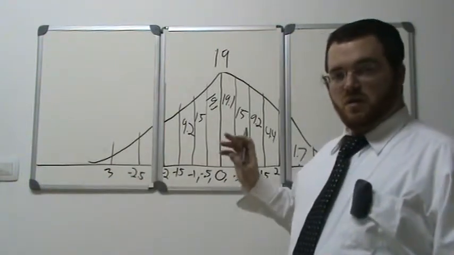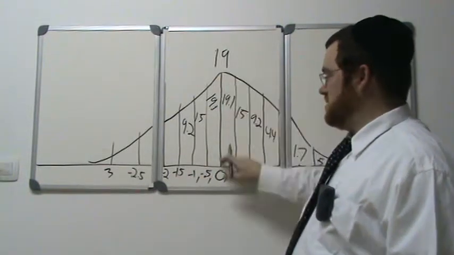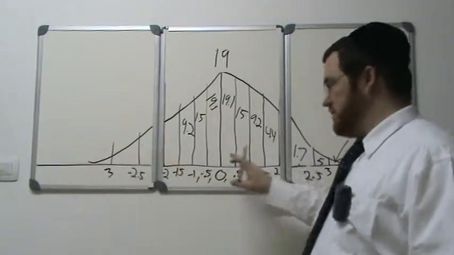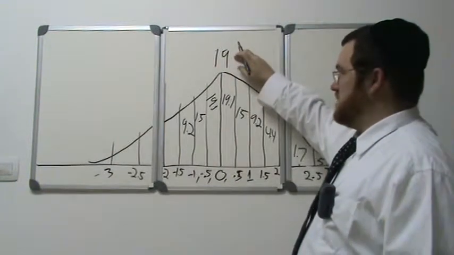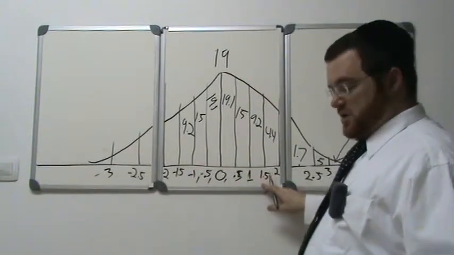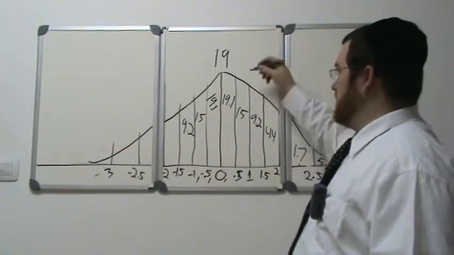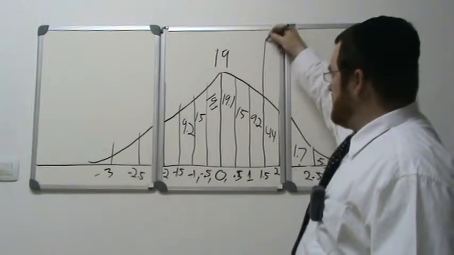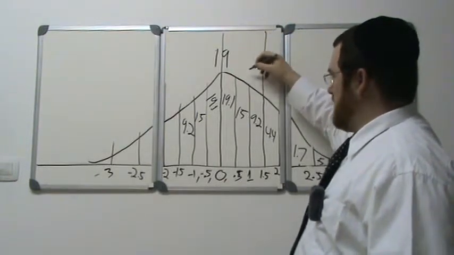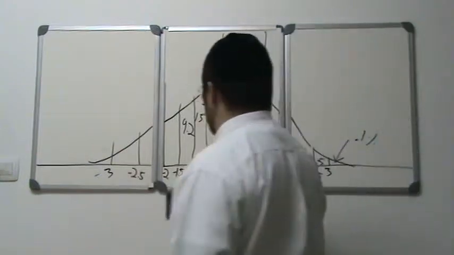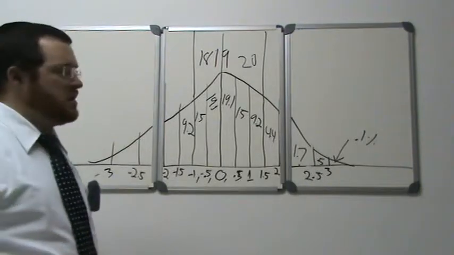From -1, 0 is the mean. That's between 3 standard deviations on each side, from 3 to -3. So the mean is 19 years old. One standard deviation is 1 year. So if you make a line up here, this will be 19, and to the right would be 20 years old, and to the left, to the negative, would be 18 years old. So over here you have 18, 19, and 20.